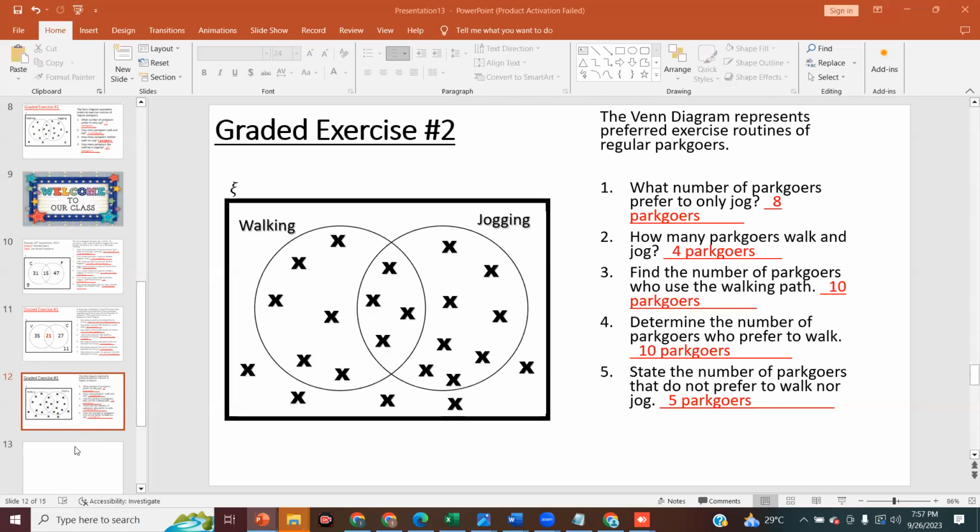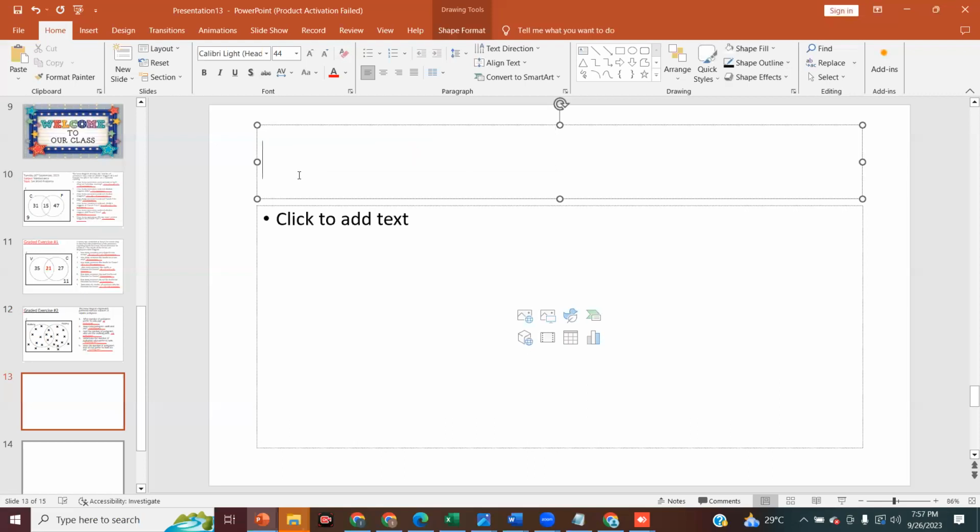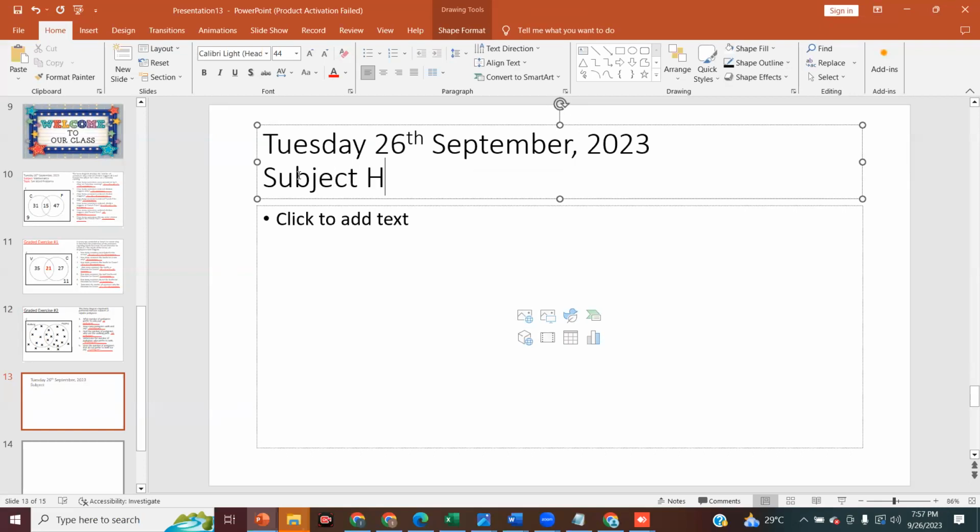We did language yesterday. Science today. So today is Tuesday, the 26th of September, 2023. The subject is, of course, health science.